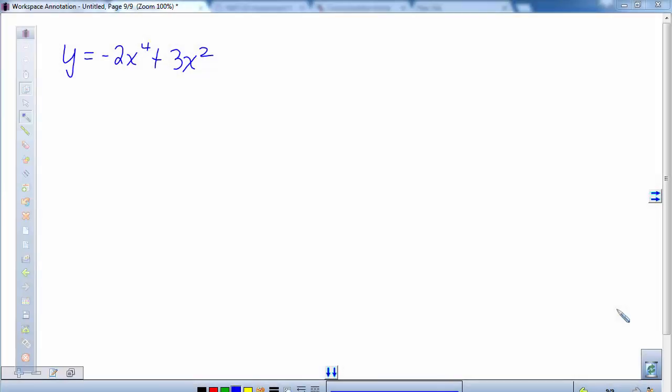Okay, this function is a polynomial, so we're used to polynomials. We expect some type of curving or whatever. More importantly, what we know about polynomials is that they don't have any asymptotes or anything like that. So we don't have to worry about that with this one. Okay, if I wanted to, I could go ahead and find my x and y intercepts.